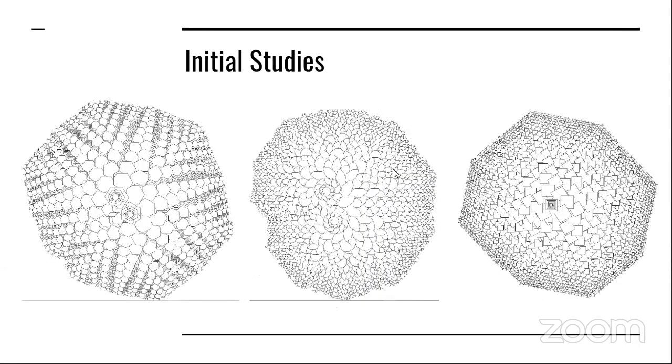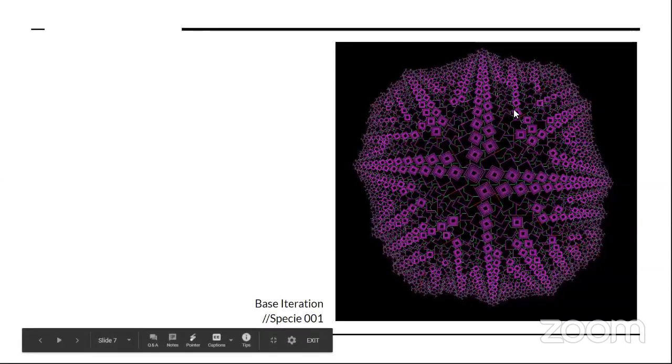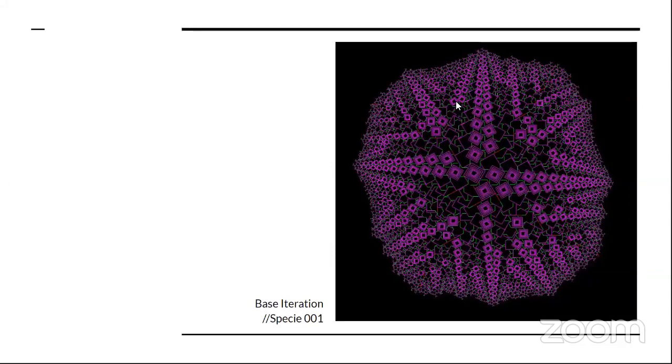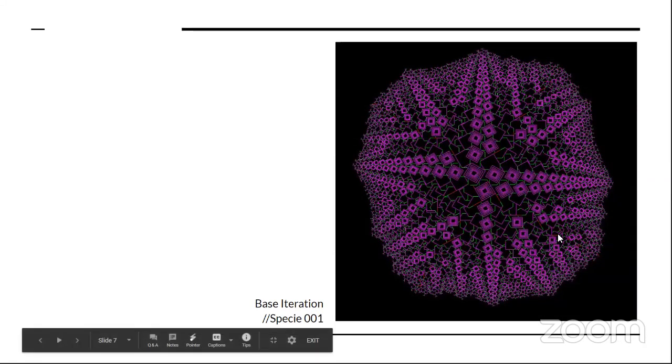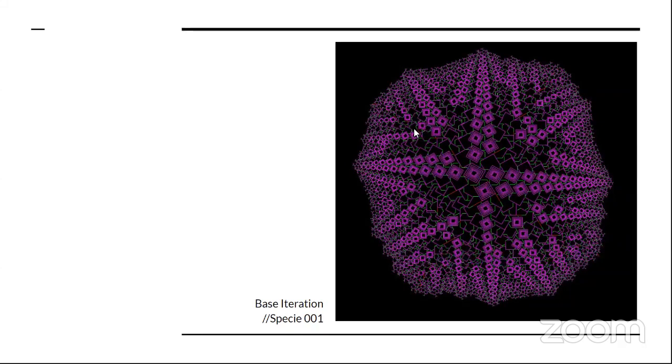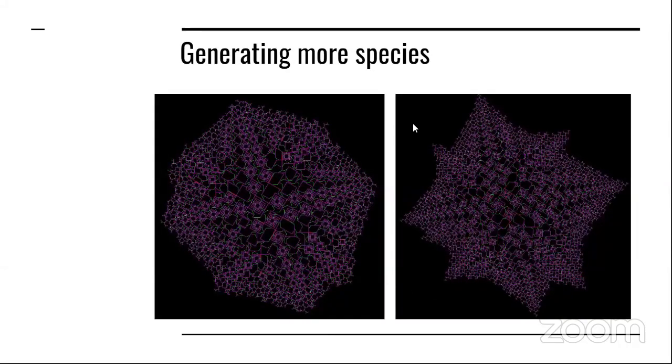So I went ahead with this iteration here and explored it further. I found this really interesting because the distinct hierarchy of all the shapes is visible. And this could be deduced as maybe the limbs of this organism that is growing along with the form. Then I did a few more variations and developed a few more species.